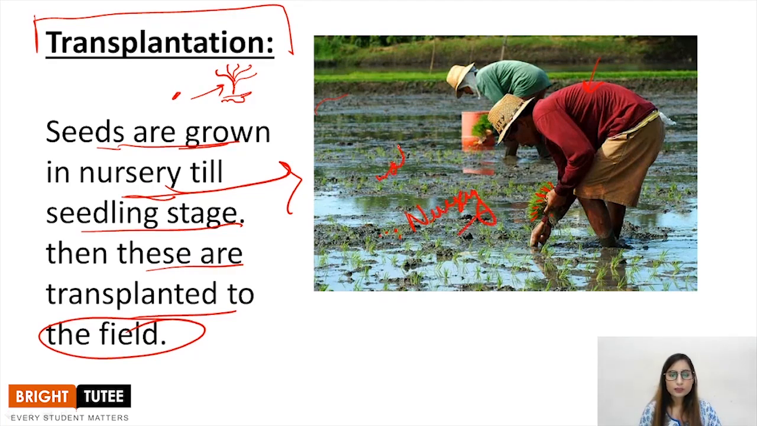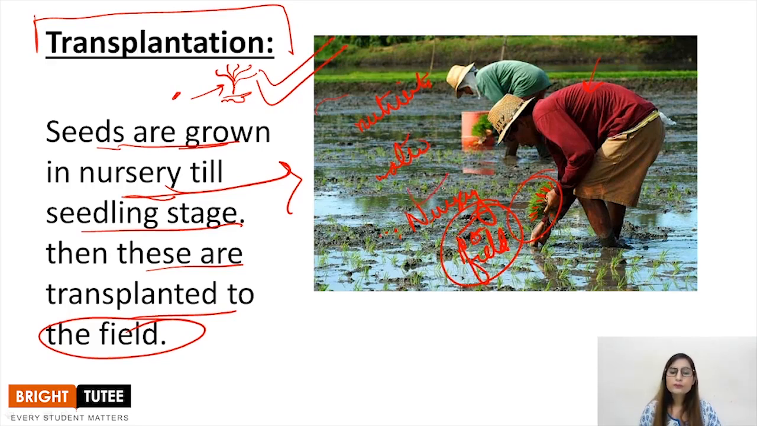There is a lot of water. There are a lot of nutrients present in this soil. So after they have become seedlings and have obtained many nutrients, they are now put into the field so that they can grow properly in a bigger portion with more soil. So this is transplantation. This is again a different kind of sowing.